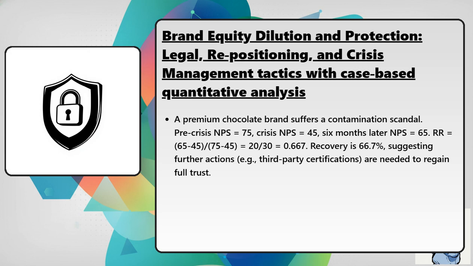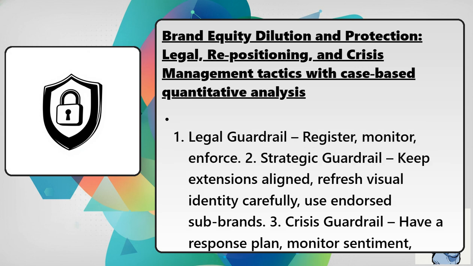Recovery is 66.7%, suggesting further actions. For example, third-party certifications are needed to regain full trust. A protective playbook summary. 1. Legal guardrail: register, monitor, enforce. 2. Strategic guardrail: keep extensions aligned, refresh visual identity, carefully use endorsed sub-brands. 3. Crisis guardrail: have a response plan, monitor sentiment, communicate transparently, and measure recovery quantitatively.